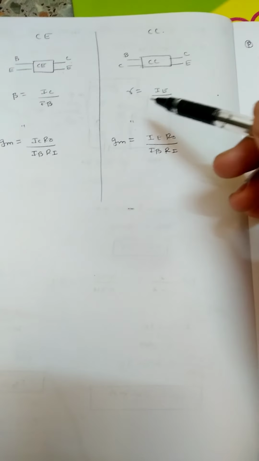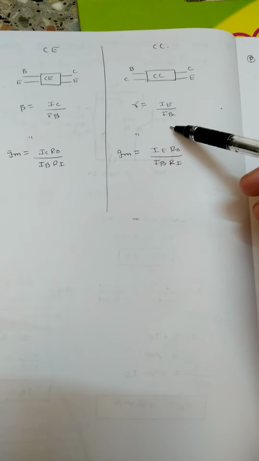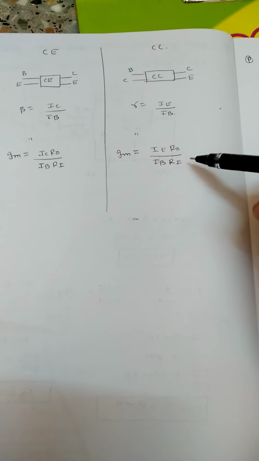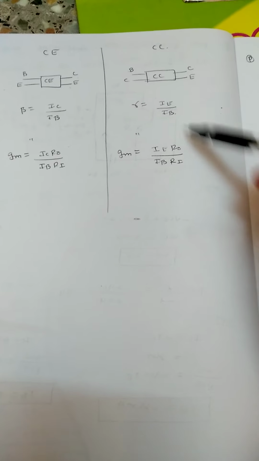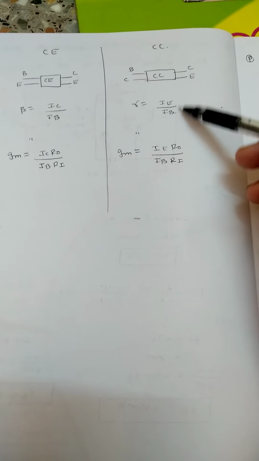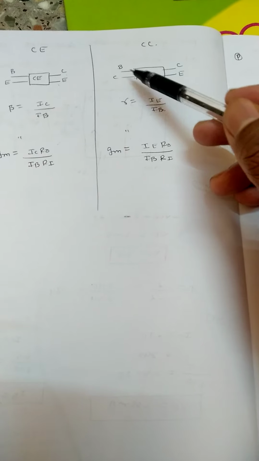So the current gain is given by output current, that is IE divided by input current. So collector is common here, leave it, don't consider. So output current is IE, input current is IB. So voltage gain is output voltage by input voltage, so IE into R0 divided by IB into RI. So you need to just multiply with output resistance and input resistance. Okay, so in this case the output resistance will be RE and input resistance will be RB, because input terminal is base and output terminal is collector. Okay, all right, so this I have just told for theory purpose.